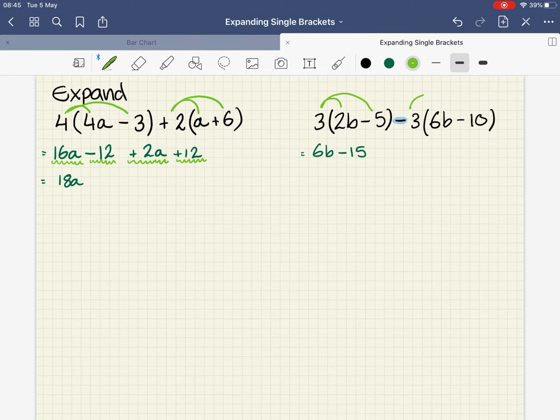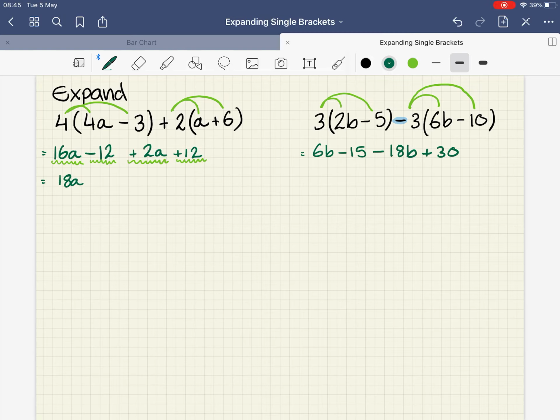So I've got negative 3 times 6b. So to start off with, I've got a negative times a positive, so that's going to make a negative. And then 3 times 6 is 18, so 3 times 6b is going to be 18b. And then I've got negative 3 times negative 10. So I've got a negative and a negative, so that makes a positive. And then 3 times 10 is 30.